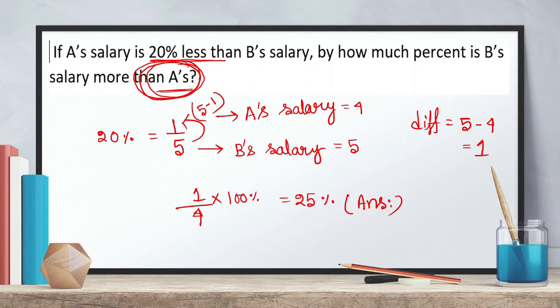So A's salary is 5 minus 1, that is 4. Now what is the question? The question is how much percentage is B's salary more than A's? To calculate this, we need to find the difference at first. The difference is 5 minus 4, that is 1, and the difference will be in the numerator, and whatever comes after "than" will come to the denominator, that is 4. So 1 by 4 times 100% equals 25%, and that is the final answer. Okay, done.